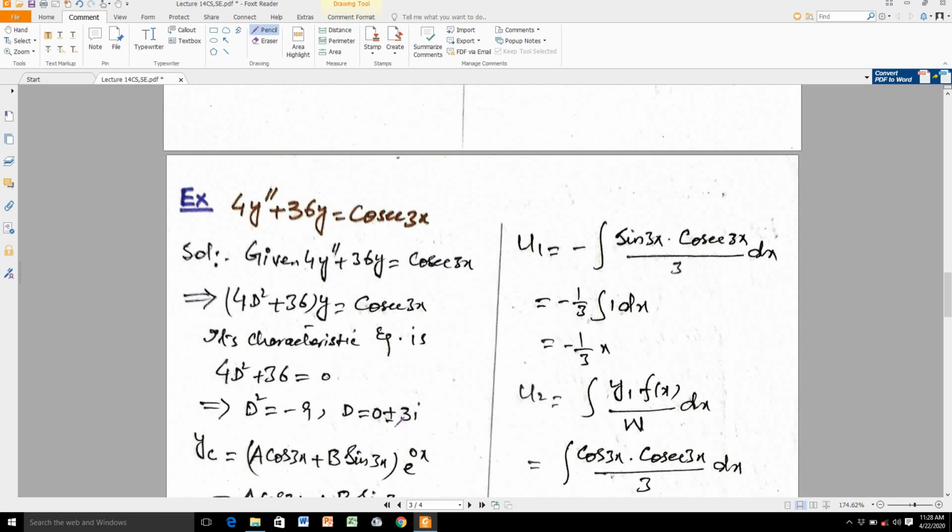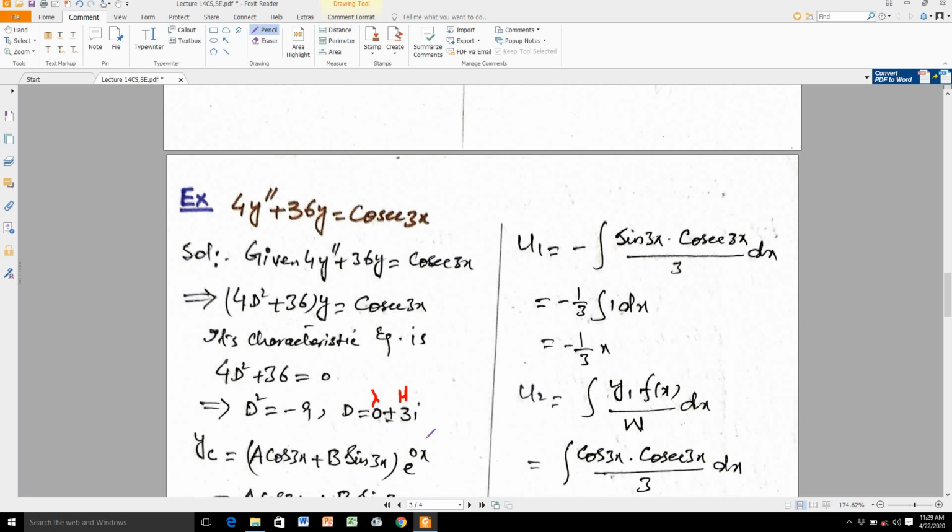So D is equal to 0 plus minus 3i, and you know very well that when the roots are of complex nature, you write the solution as yc is equal to a cos 3x plus b sin 3x. This is our mu, and this is our lambda. So the value of lambda is 0 and the value of mu is 3.